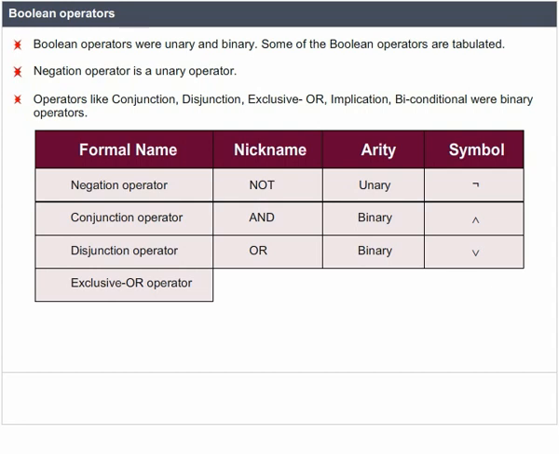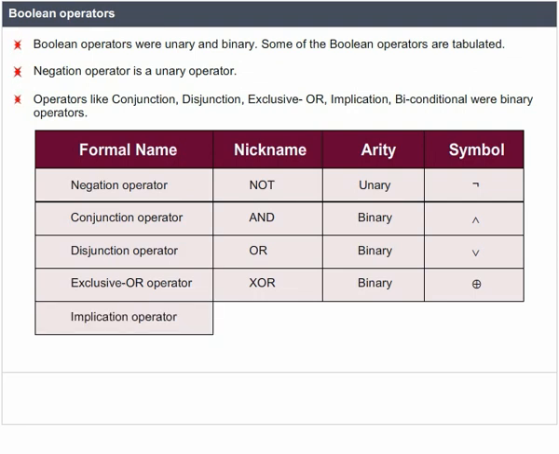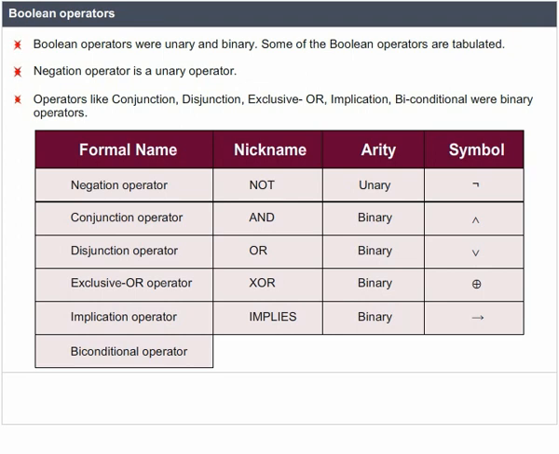Exclusive or operator. The nickname is XOR. We used to call the symbol XOR. Binary. Implication operator. Nickname: implies. Binary. The symbol represents the implication operator. We used to call the symbol implies. Biconditional operator. Nickname: IFF. Binary. The symbol represents if and only if. We used to call IFF as if and only if.